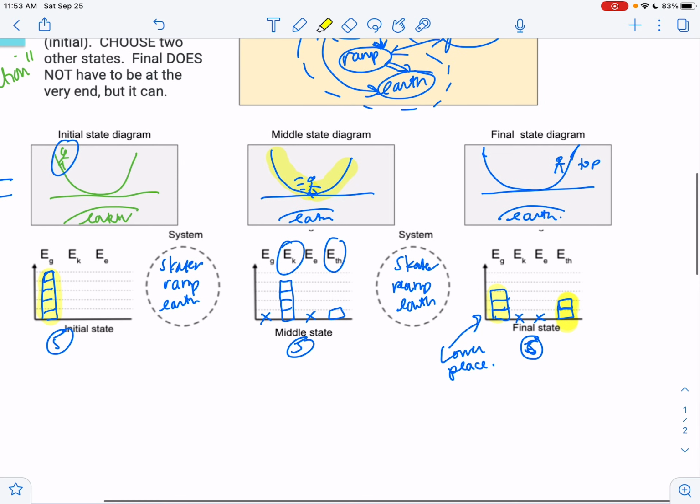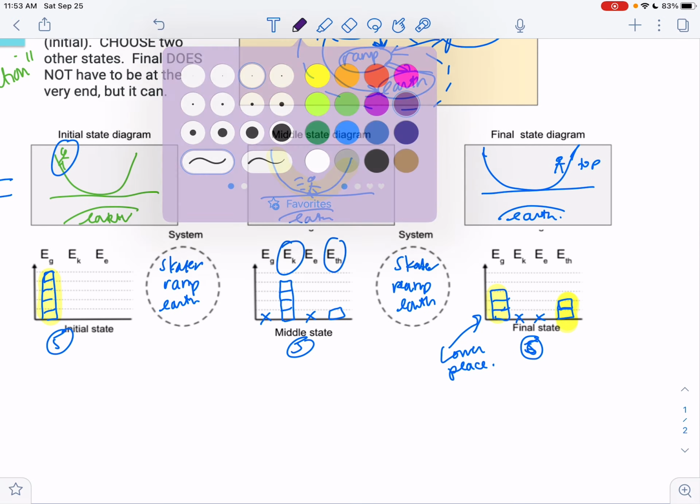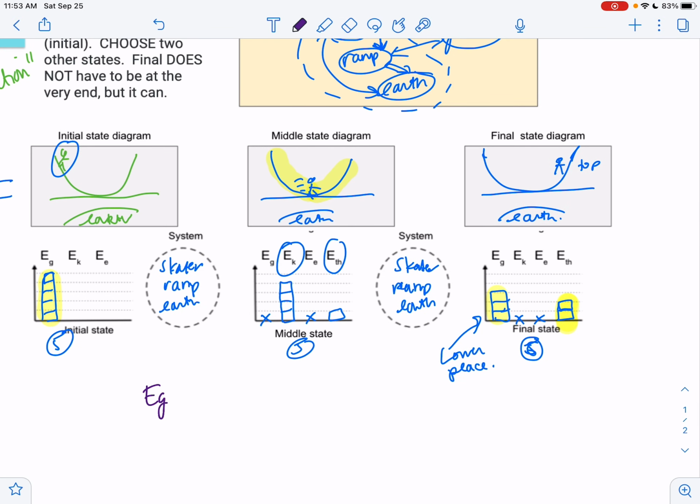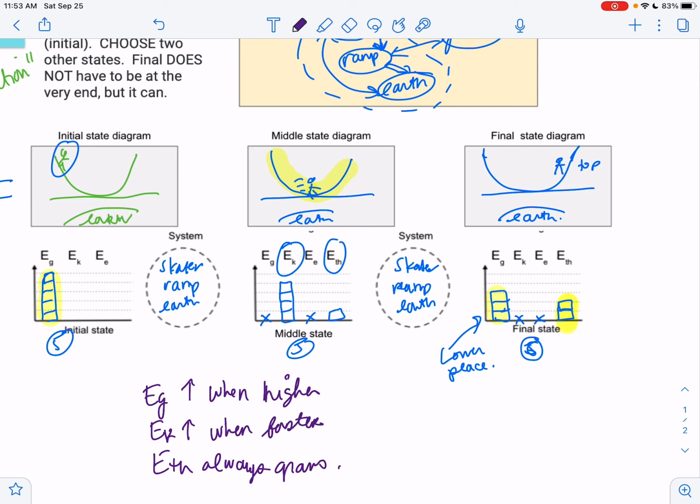Okay. So things that have to be true. Okay. EG is bigger when higher, right? More separated from the earth. The EK is bigger when you're faster, right? So you kind of have to relatively check them. Okay. And the ETH always grows, right? It can never get smaller. It just continually gets bigger. Or in some cases stays the same, but mostly just continues to get bigger, okay?